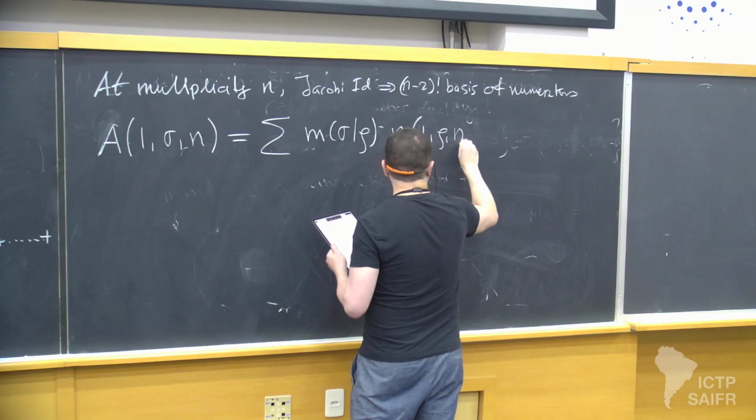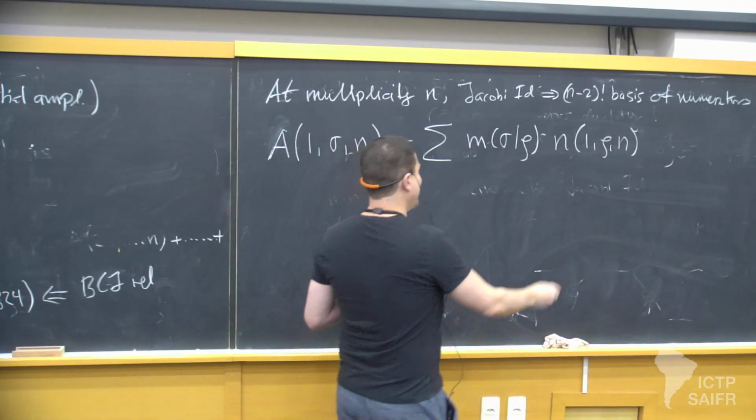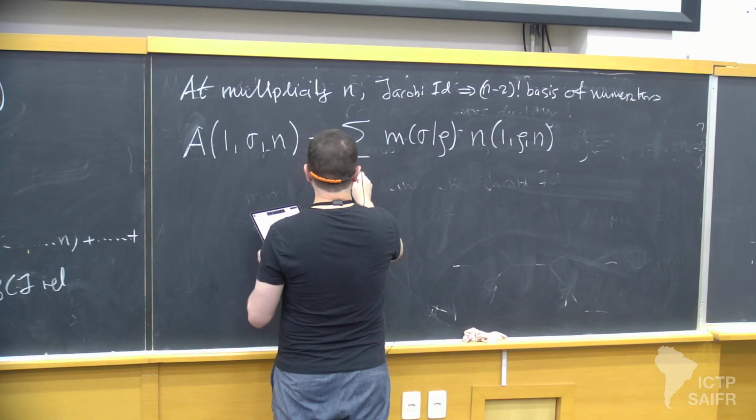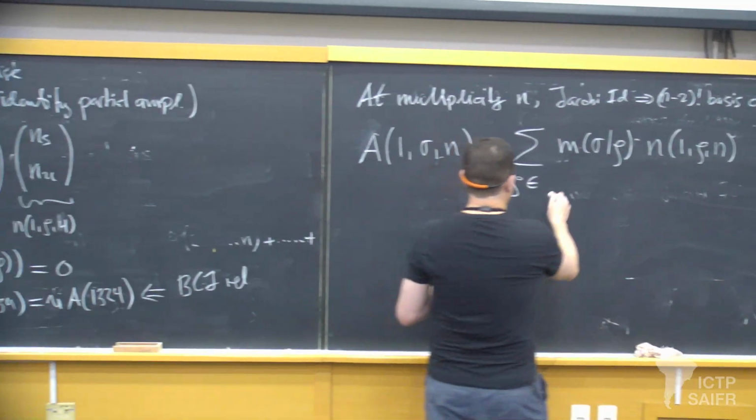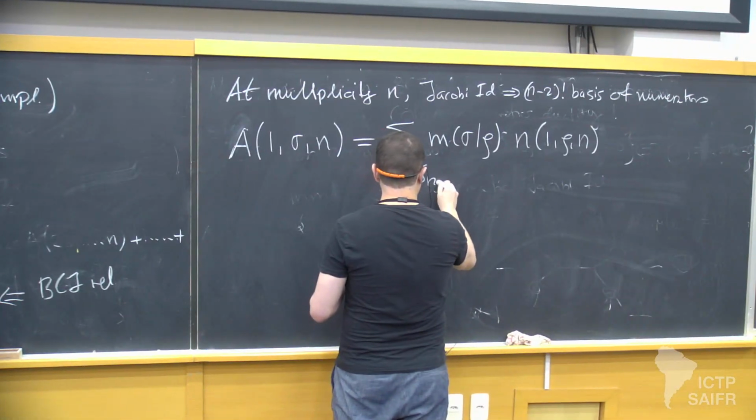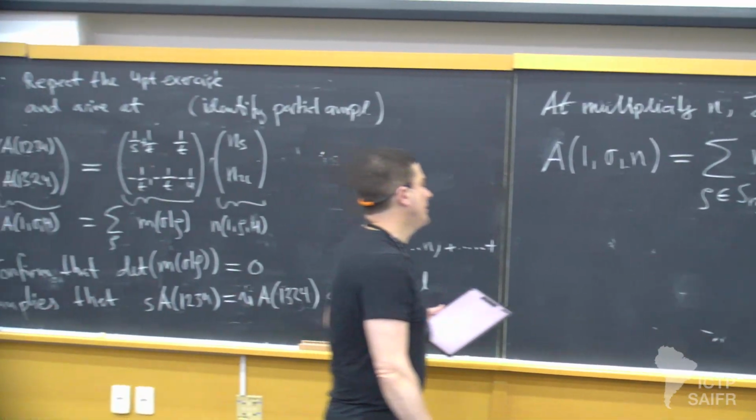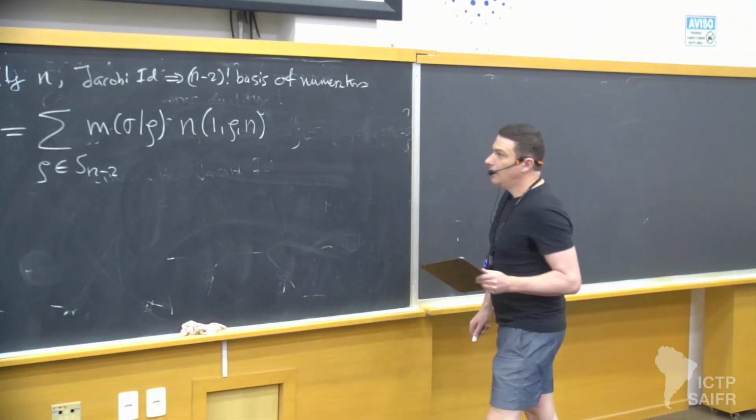Okay, so here it is kind of obvious that there's a flaw in my notation. This is the number of particles, this is the numerator. And rho here is a permutation which runs over the permutation group S n minus 2. So basically, permutations of n minus 2 particles. Okay?